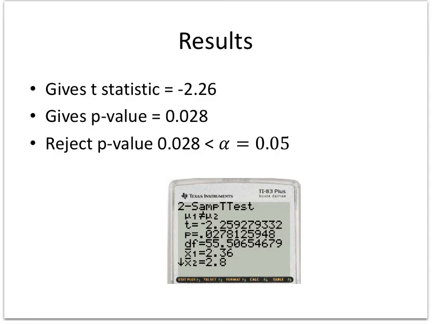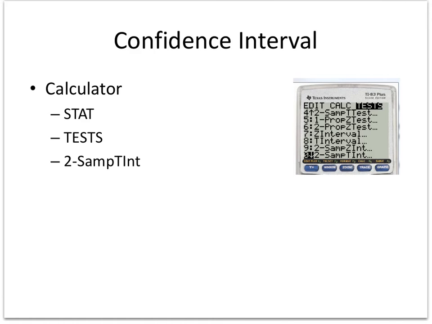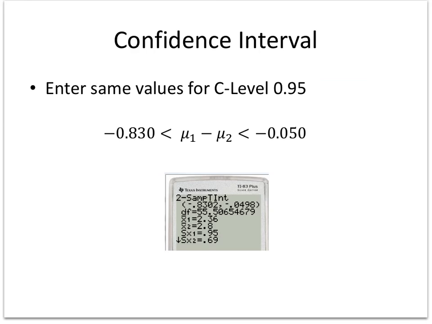Because remember, that means it's a small probability that this null would be true based off of this data. I can find the confidence interval just as easy by doing Stat, Test, a 2-Sample t Interval and enter the same values. They should still be in there if you didn't go off and do something else. And put your confidence level, and here gives the output for the confidence interval.